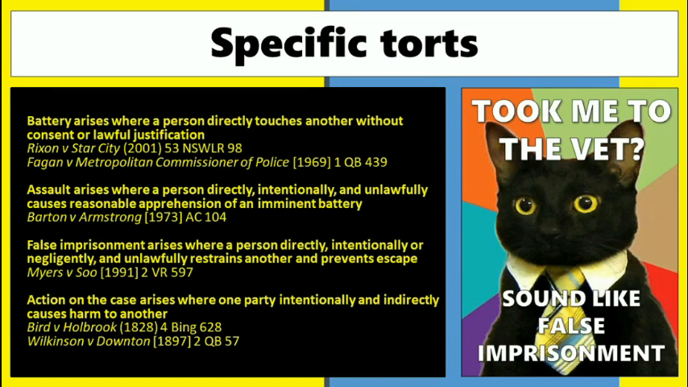Now, assault, unlike battery, is not about actually being touched, punched, hit, what have you. It is, in fact, the tort that arises when one person tells another or makes them apprehensive that they are about to receive a battery of some sort. And so, again, the elements there are strictly that a person directly, intentionally, and unlawfully causes another person to have a reasonable apprehension that they are about to be touched. They're about to receive a battery of some sort.